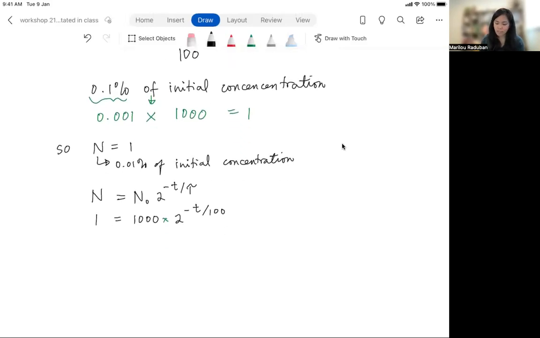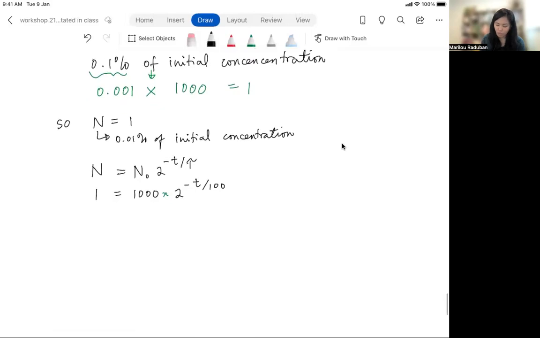What the question asks you to find is the time it takes for the concentration to be equal to 1. So it goes from 1,000 down to 1. How long will it take for the concentration to go from 1,000 down to 1? So you now have to rearrange this equation to isolate t. You want to find the time t.